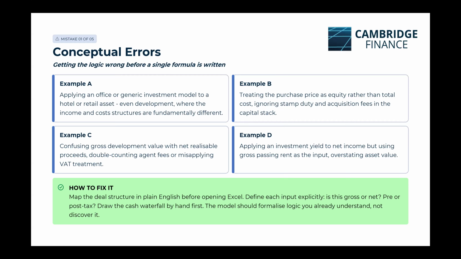Another example that I have here is these are the theoretical errors as well. So you need to be very aware of the theory of real estate finance, so then you don't make those mistakes. So for example, here treating the purchase price as equity rather than total cost, ignoring stamp duty, acquisition fees in the capital stack, for example.